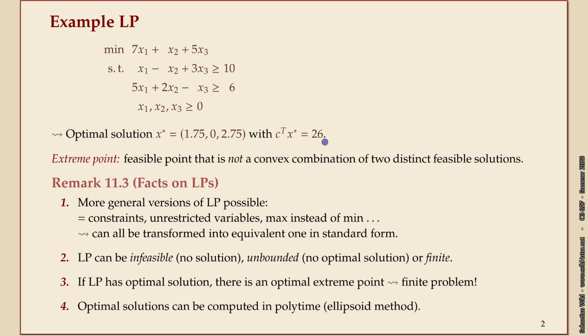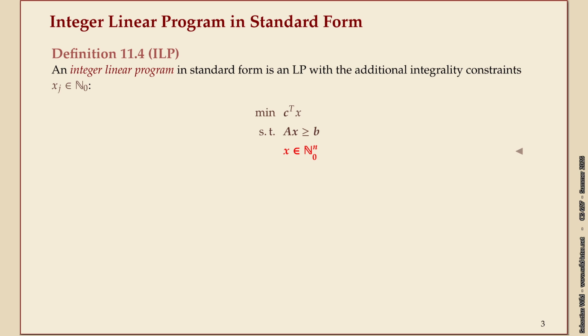Okay, that's what I mentioned. If there's some optimal solution, if it's finite, then there is an extremal point that's optimum, and we can compute those in polynomial time. In practice, the simplex method, but in theory, the ellipsoid method is the one that's guaranteed to be polytime, worst case. You know all this from back then. Just to remind people.